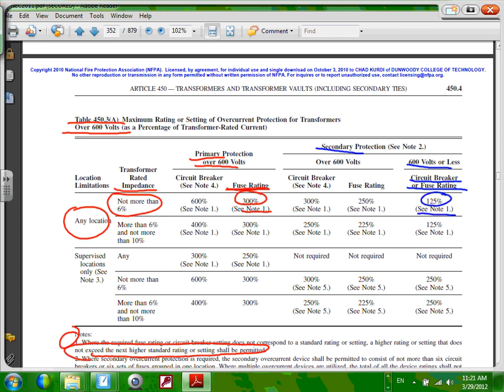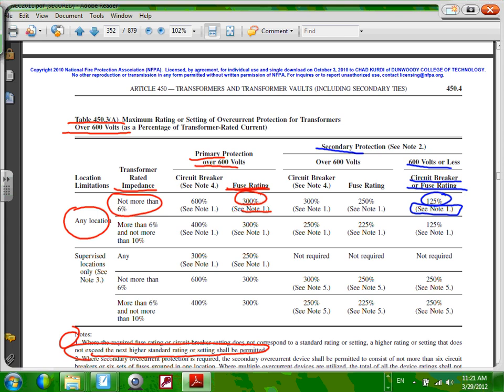Do I have note number 1? Yep, I do have note number 1. So on both sides, if I hit a non-standard, where am I going to go? Up. Any question, guys? Everybody highlighted these areas in the NEC Code Book?